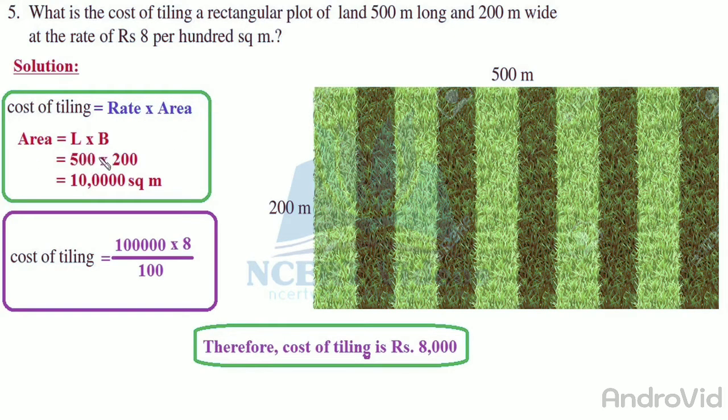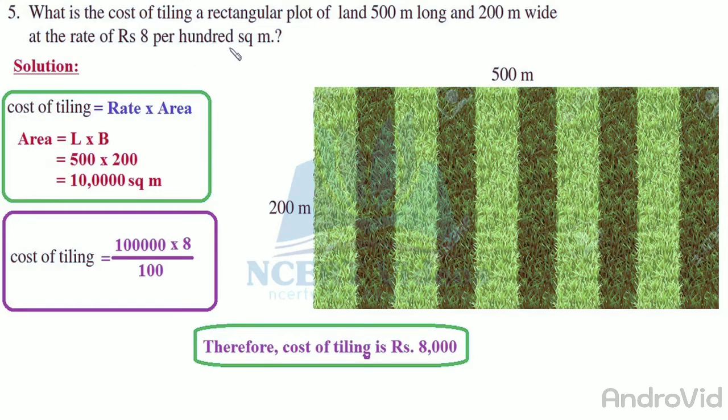Area is simple, length into breadth. Substitute value 500 into 200, multiply 5 into 2 is 10 and attach 4 zeros. So it gives 10,000 square meter. Meter is our unit, and cost of tiling is rate into area. Now we have both the things, we will just multiply them. Now what you can do here is you can cut.